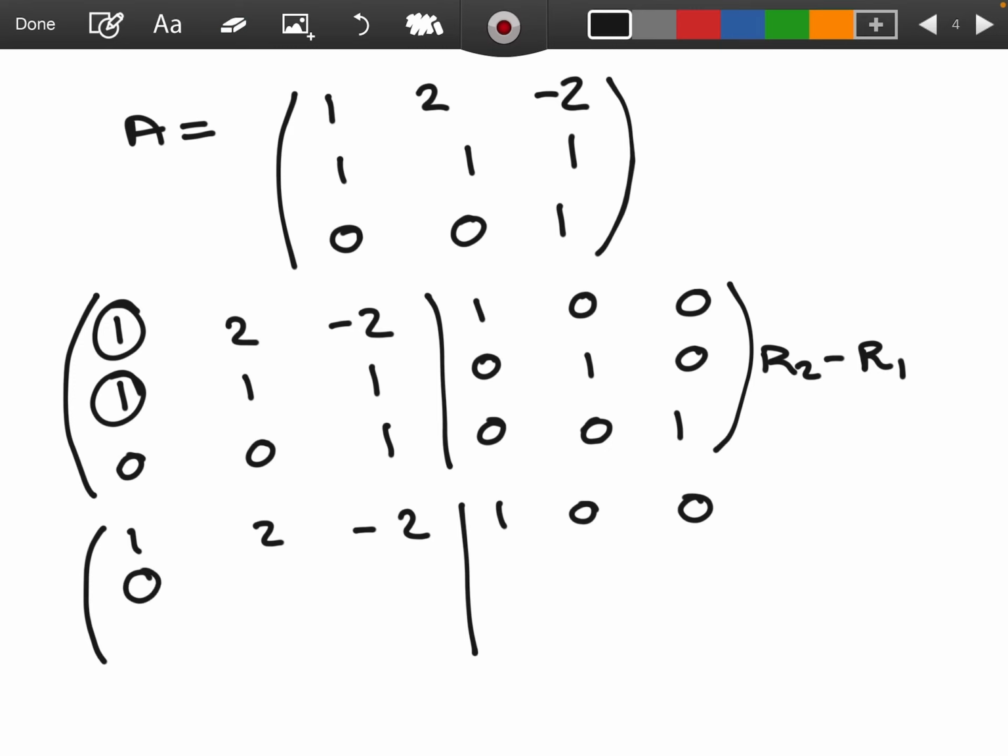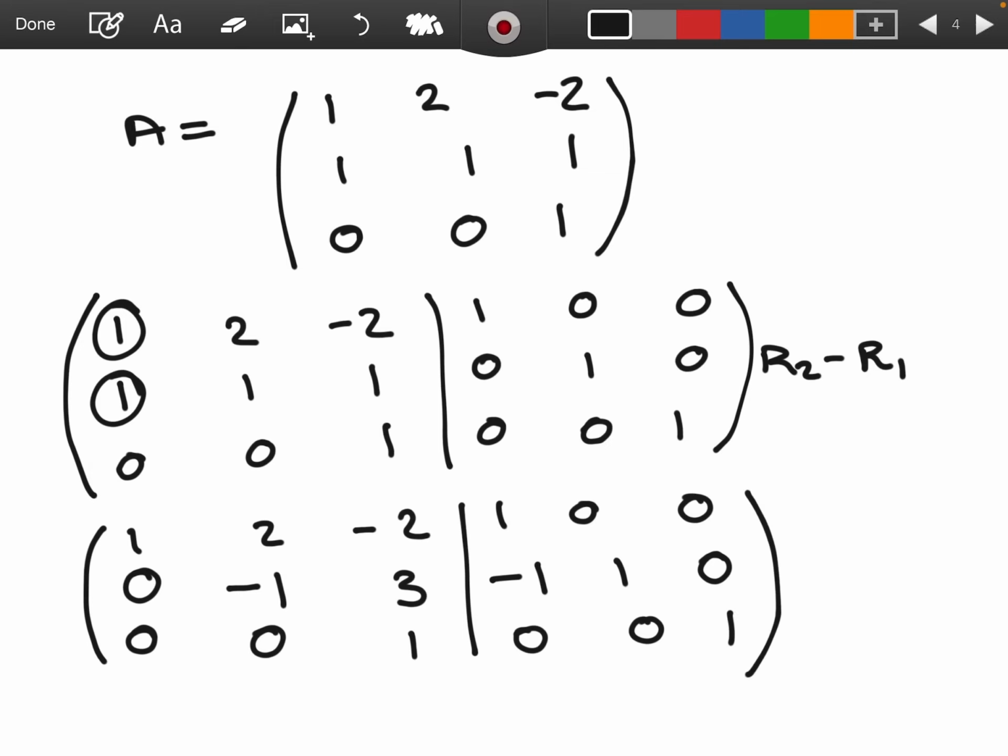So I'm going to end up with 1 minus 1 is 0. 1 minus 2 gives me negative 1. 1 minus negative 2 gives me 3. 0 minus 1 gives me negative 1. 1 minus 0 is 1. And 0 minus 0 is still 0. And I'm not changing my third row at this point. I am keeping it the same.